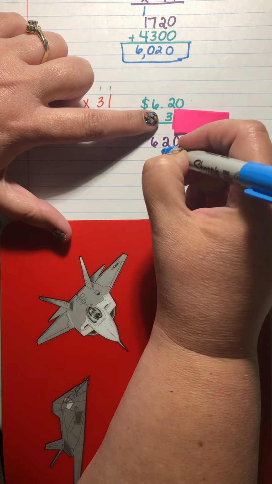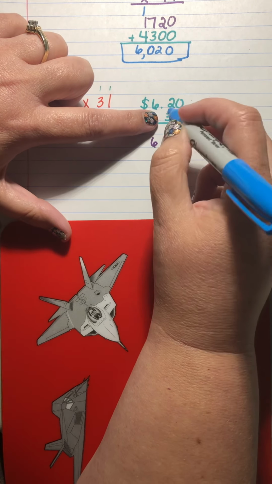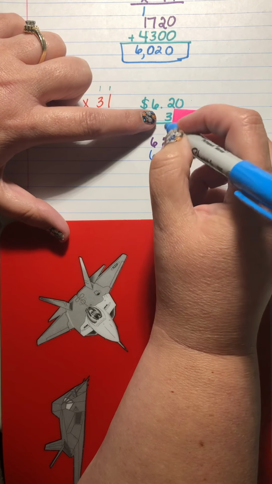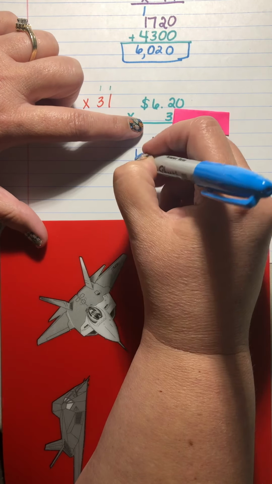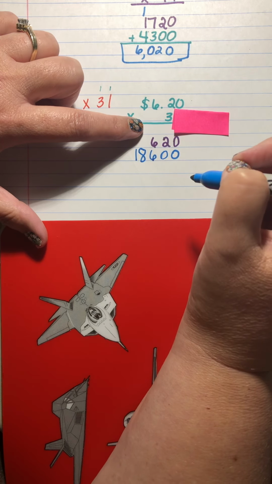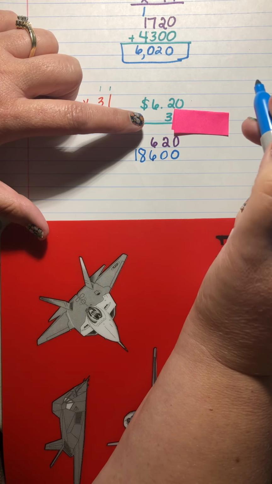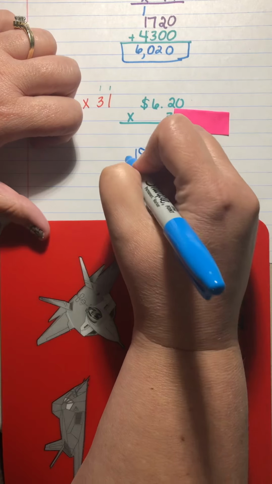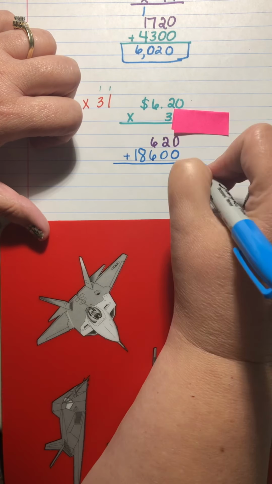3 times 0 is 0. 3 times 2 is 6. 3 times 6 is 18. Okay? So now my next step is to add.